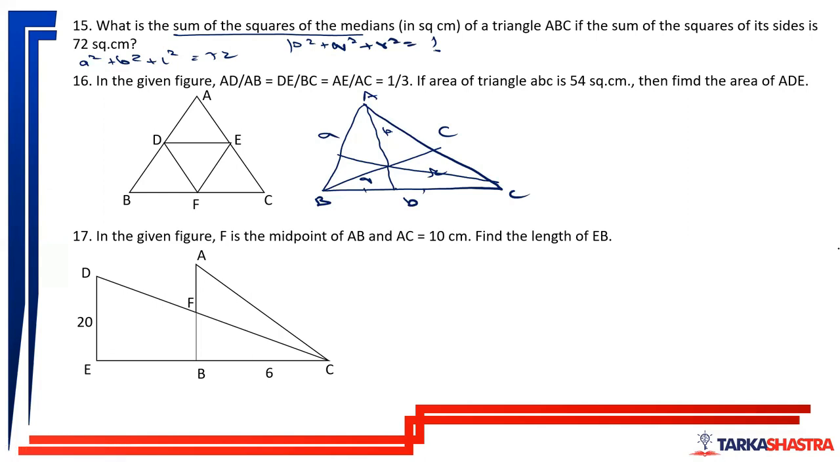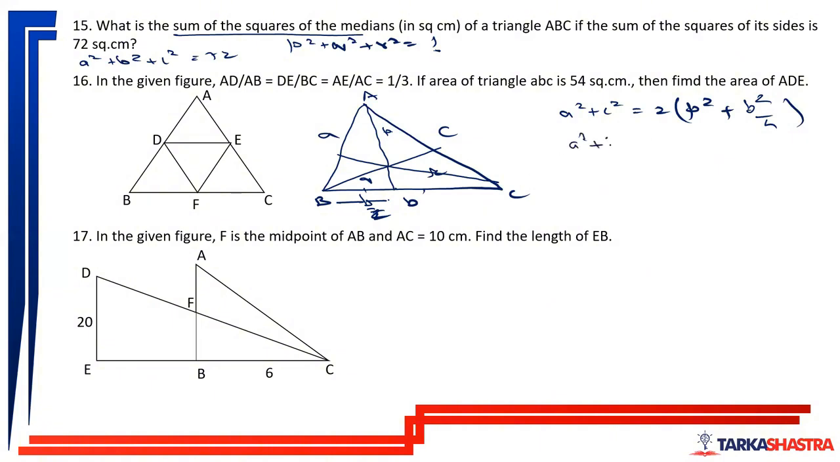This is very easy. According to the Apollonius theorem, A square plus C square is twice of P square plus twice of half of B squared. So half of B, that is B by 2 square, which is B square by 4. Okay, this is your Apollonius theorem. Now apply it on all three sides.